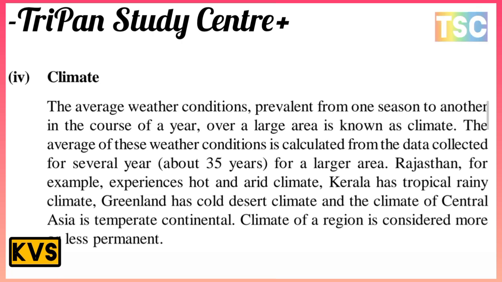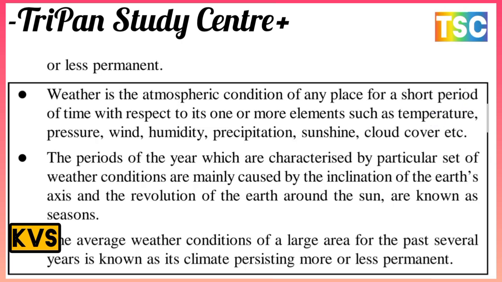Rajasthan, for example, experiences a hot and dry climate, Kerala has a tropical rainy climate, Greenland has a cold desert climate, and the climate of Central Asia is temperate continental. The climate of a region is considered more or less permanent. Here is an important point. Weather is the atmospheric condition of any place for a short period of time with respect to one or more elements such as temperature, pressure, wind, humidity, precipitation, sunshine, cloud cover, etc.